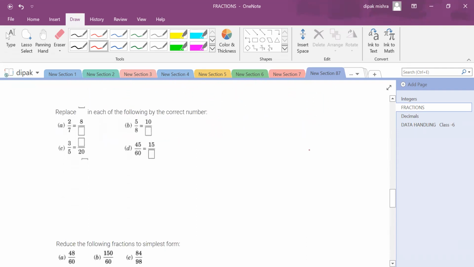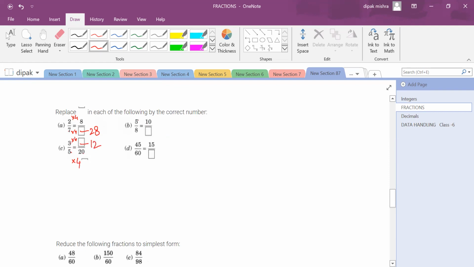Okay. Next question. Replace the box in each of the following by the correct number. Okay, so here 2 times what is 8? 2 has become 8 how many times? 4 times. So 2 times 4 is 8, 7 times 4 is 28. So it will be 28. 3 and 5. So 5 has become 20 by how much? 4 times. So 3 will also become 4 times. So it will be 12.